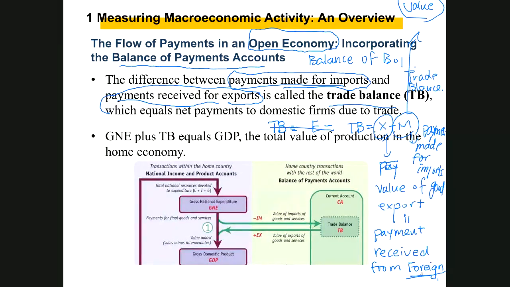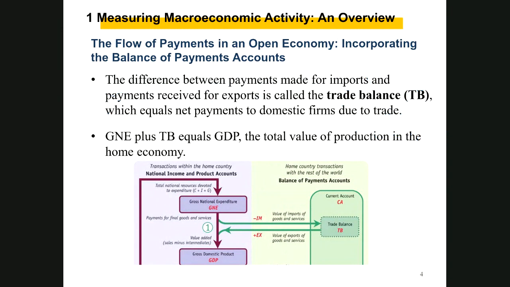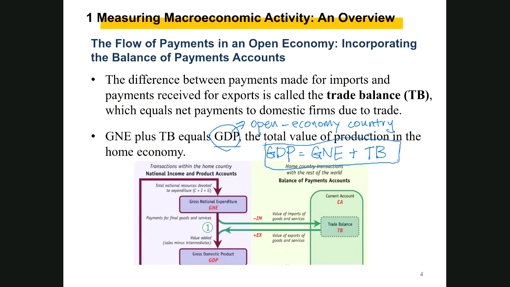Okay, so now by the Simon Kuznets definition, the GDP in an open economy, or open economic entities, is equal to the gross national expenditure plus trade balances. Okay, so this is the first important equation that we are going to explore today.